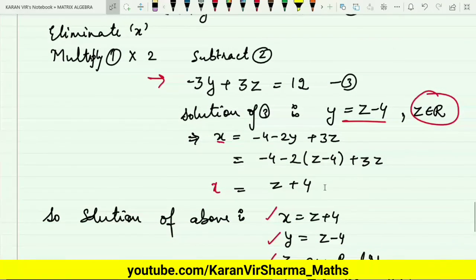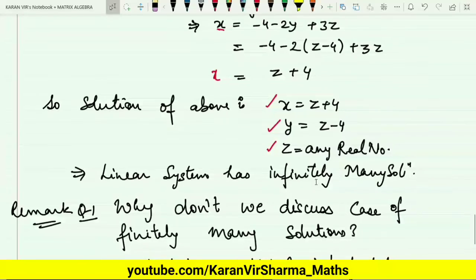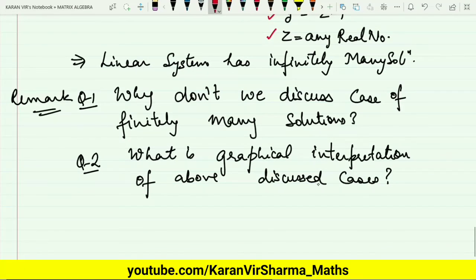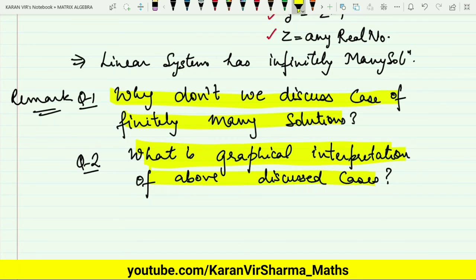A very interesting question which arises from here is, why don't we discuss the case of finitely many solutions? Why are there only three categories of solution: infinitely many solutions, no solution, or a unique solution? And the second most important question which arises here is, what is the graphical interpretation of the above discussed cases? For the answers to both of these questions, you can go into the description box, where I have mentioned the link of my previous video lectures.